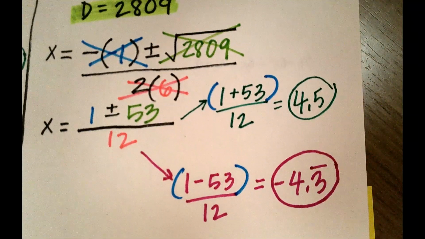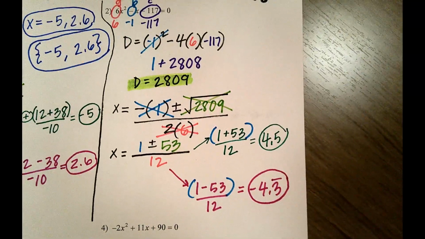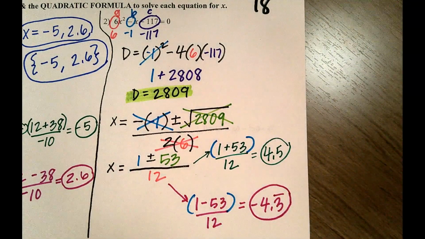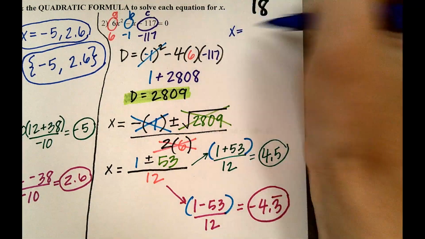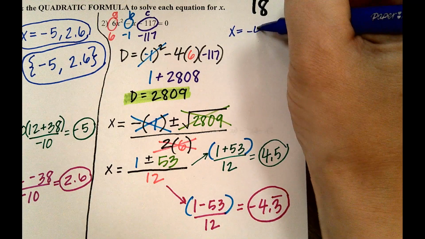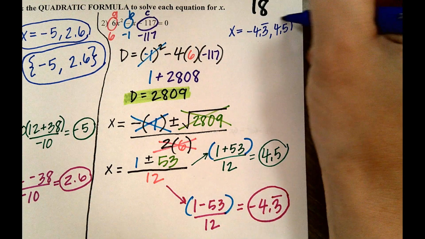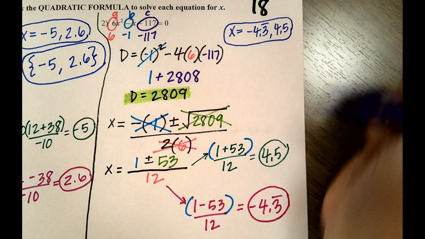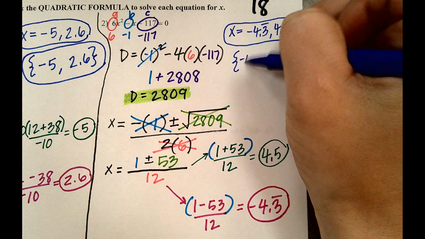Okay, so there's my two answers, and I'm gonna put them together like I did for number one. And again, we've got two ways that we could write our answer. We could do x equals negative 4.3 repeating, comma, 4.5. Or if you're feeling fancy, you could do the brackets.